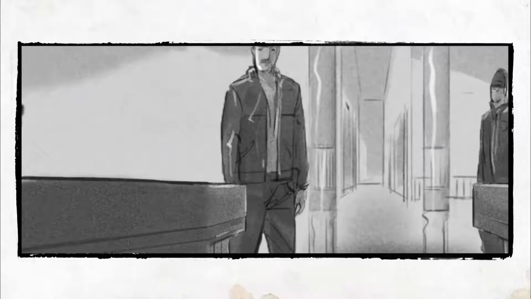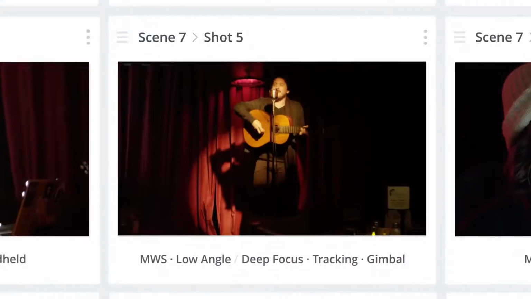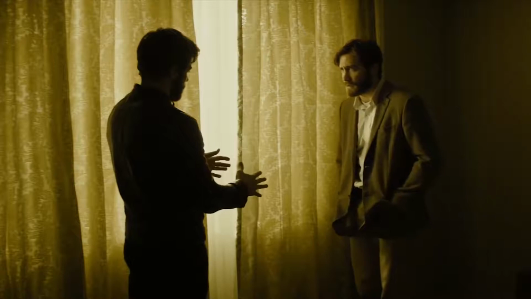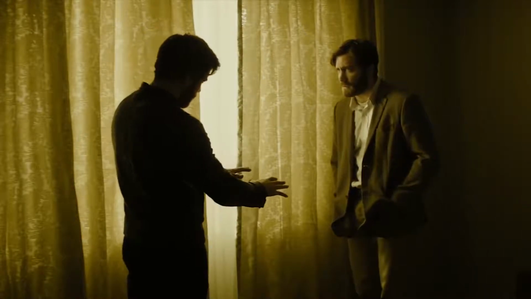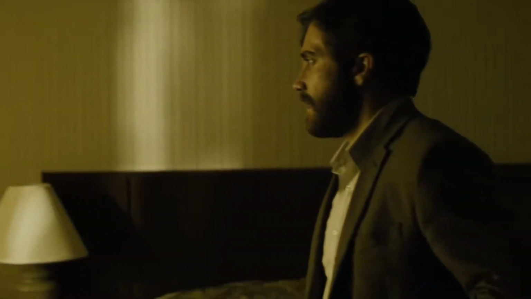A good way to plan your blocking is with a storyboard. Think about what the characters are saying in the script, and then incorporate that into your blocking with storyboard software like StudioBinder. And the next time you're having a conversation in real life, pay attention to the way you stand, or sit, or move, or lie down like Fredo.